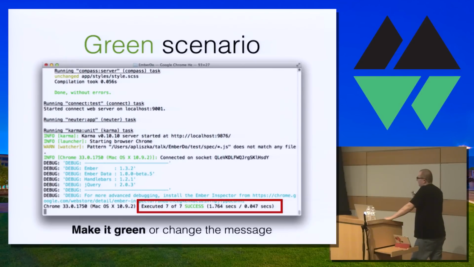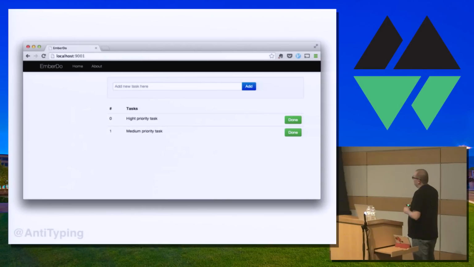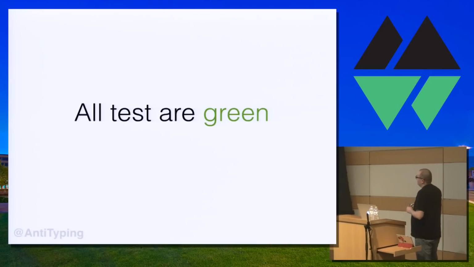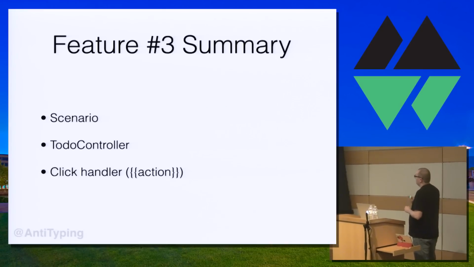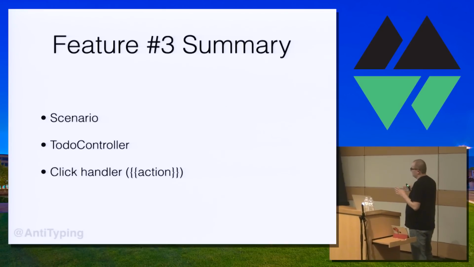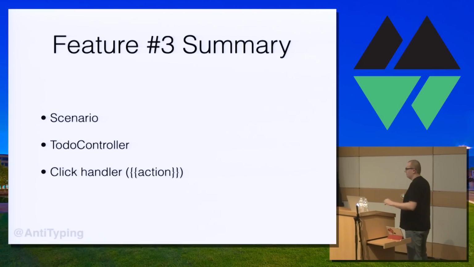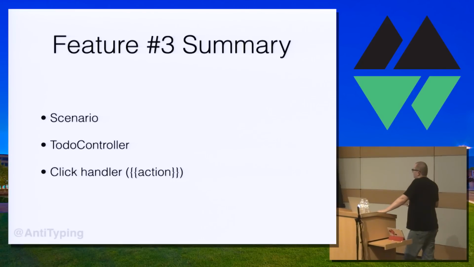And now if you look at your shell window with the Karma test, you will see that it's passing. And you can test the app. All tests are green, the same pattern. I think you can see here how easy it is to actually follow TDD with Ember and Yeoman.